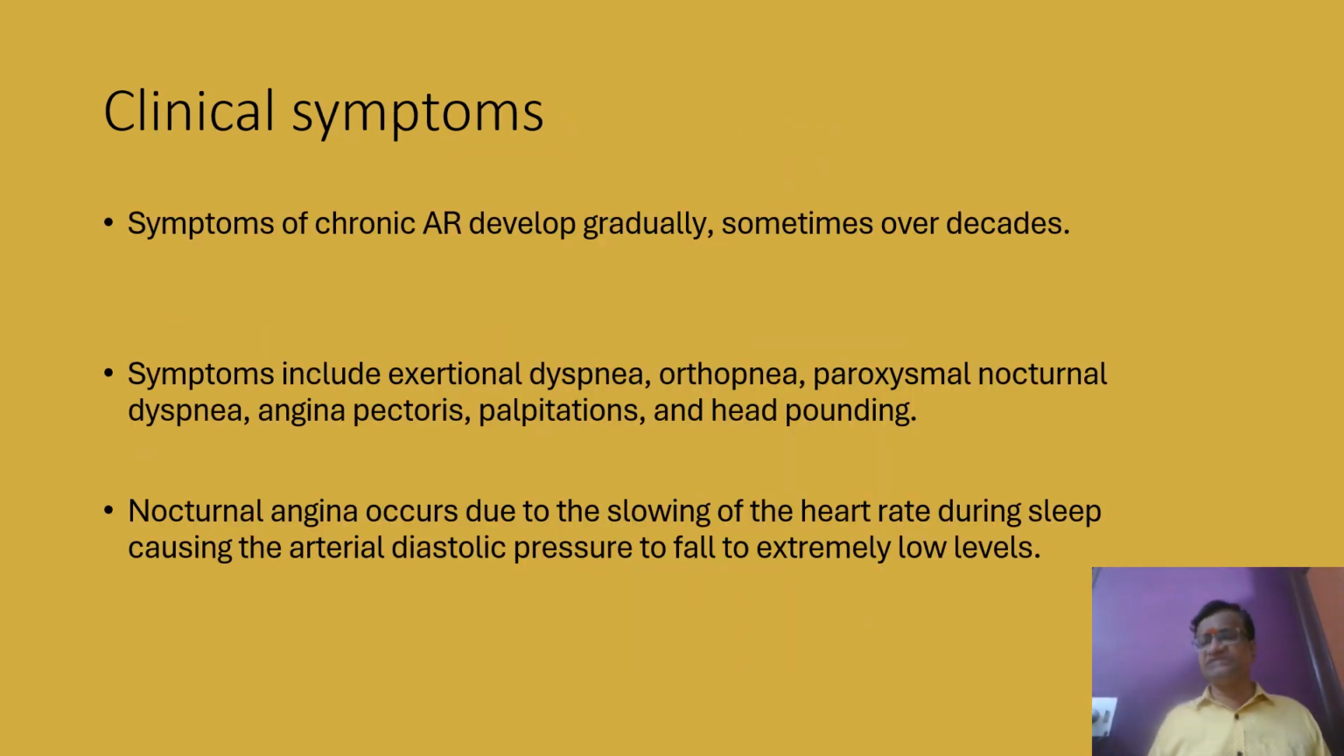Now, what are the clinical symptoms? We will go slightly more towards chronic AR because acute AR is relatively rare for us. Chronic AR develops gradually, sometimes over decades. There may be dyspnea, orthopnea. These are all backward symptoms. Sometimes they may have palpitations. This suggests arrhythmia. There may be head pounding because there's increased systolic pressure. Nocturnal angina can come because in the night heart rate decreases. If the heart rate decreases, diastole increases, the pressure falls, the coronary cannot fill up.